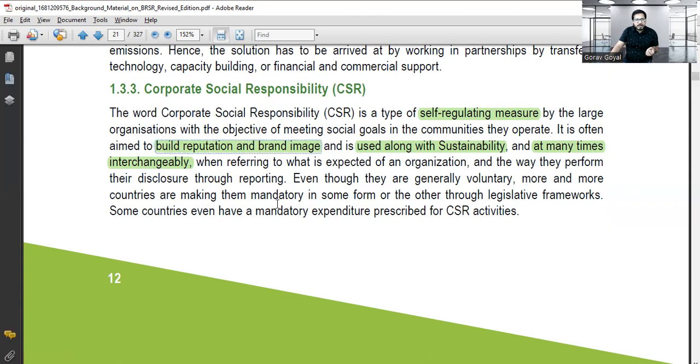or the other through legislative frameworks. Some countries even have a mandatory expenditure prescribed. Like India, it is 2% of the previous three years' average profits. They have made it mandatory for this year's activity. But sustainability is something you need to do anyway to be sustained in that global ecosystem. Otherwise, everything will be at stake.